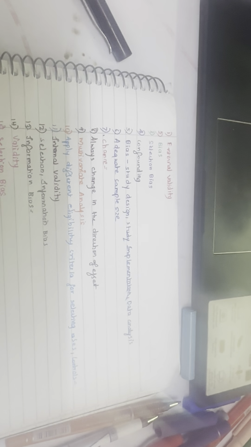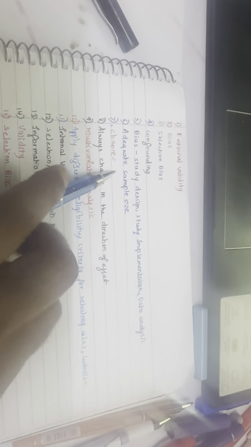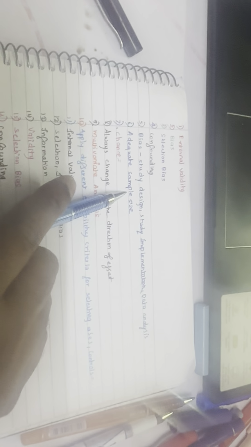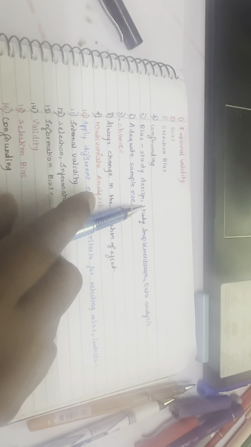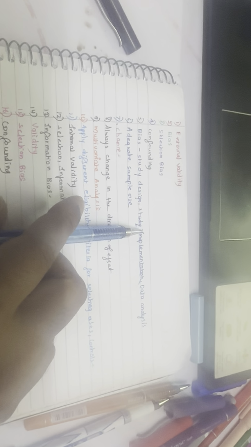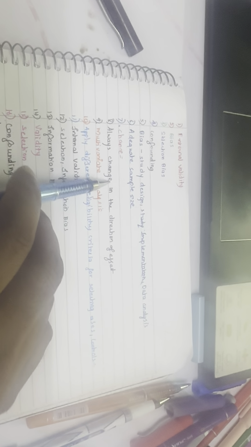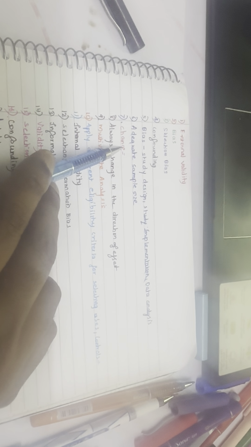All are true regarding measures to reduce information bias except adequate sample size. Precise operational definition of all variables, detailed measurement protocol, training, certification, and recertification of data collectors. Variability in estimation due to unknown or uncontrolled factors is known as chance.